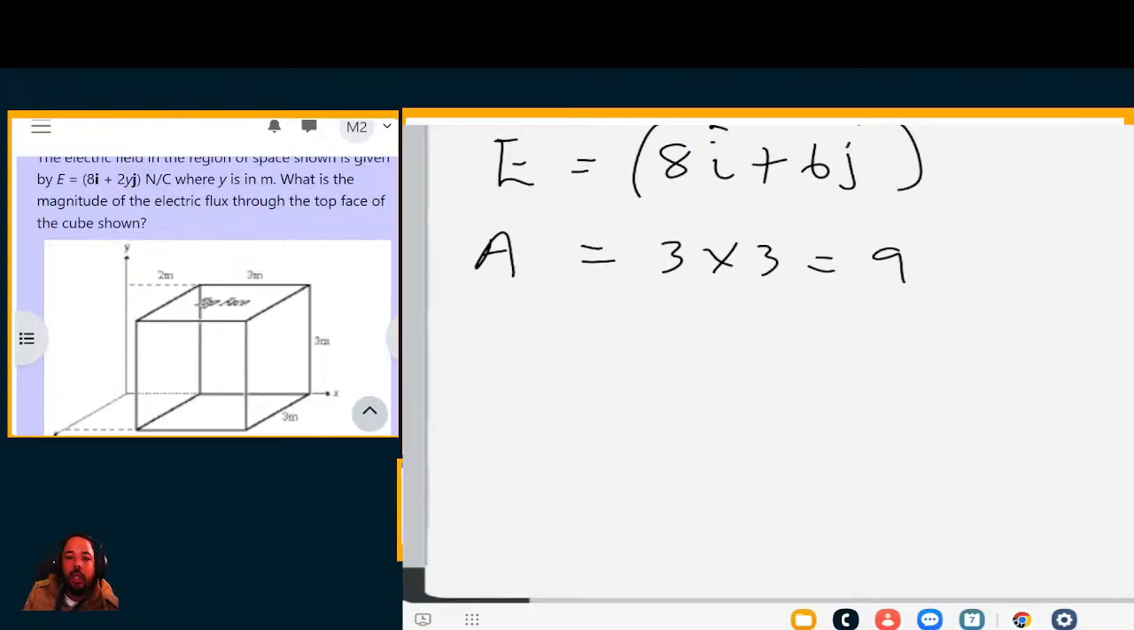Now remember, this is not just an area, it's an area vector, meaning it will have an i hat, a j hat, or a k hat component. The area vector is always perpendicular to the area itself. If we look at that box with the top surface, which direction is the area vector going to point? Is it x, y?